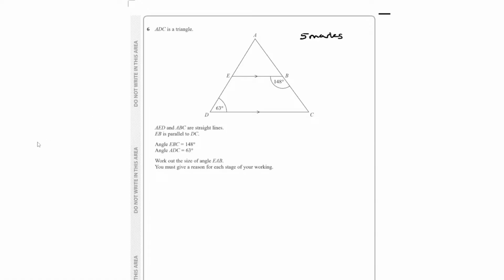Work out the size of angle EAB. So first of all, we need to identify that. E to A to B, so that's the top angle here. Now, it does also say you must give a reason for each stage of your working out.